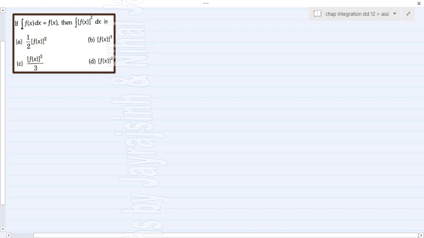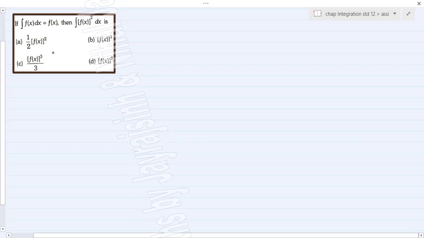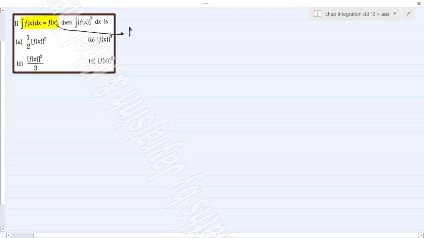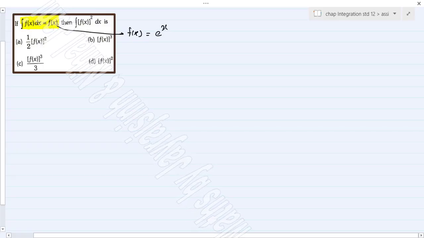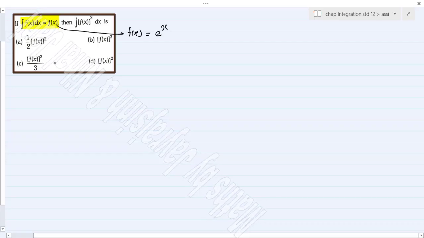Here we have integration of f(x) is equal to f(x). Then we have to find integration of f(x) square. First of all, you should note that integration of a function is equal to itself, which suggests that our function must be equal to e raised to x, because e raised to x is the only function which satisfies this condition.